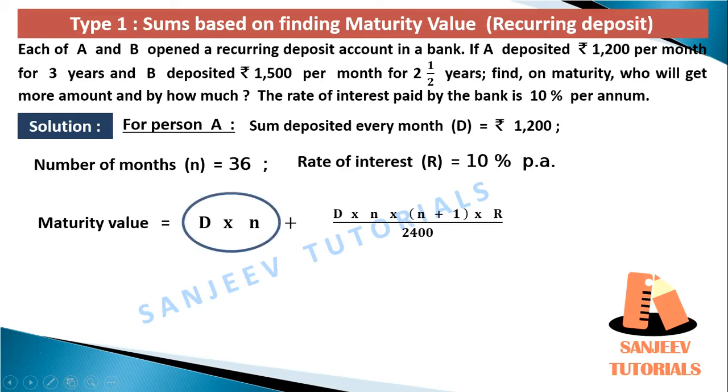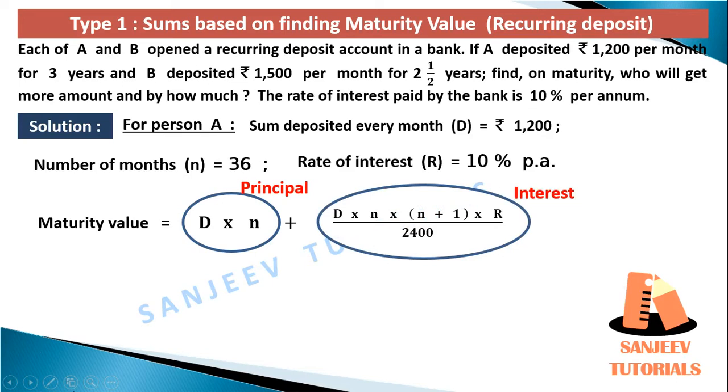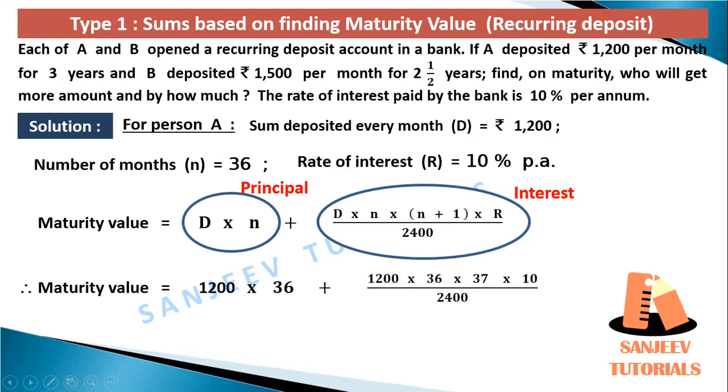The first part, D into N, this represents the total principal, or I can say total money deposited by the person in the bank. And the second part represents the total interest that the bank is supposed to pay to person A. Let us substitute the respective values. We get this step. D is 1200, N is 36, R, rate of interest, is 10.